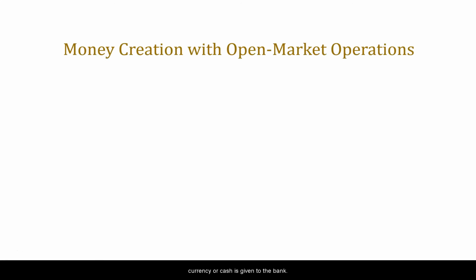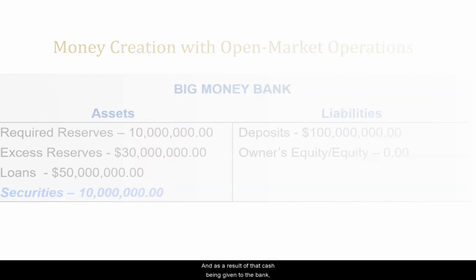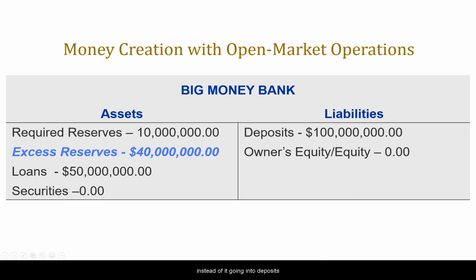When the Fed purchases this bond, currency or cash is given to the bank. And as a result of that cash being given to the bank, instead of it going into deposits, it goes directly into the bank's excess reserves. So as a result, that $10 million that was in securities is now considered to be cash in the bank's excess reserves, increasing it to $40 million.